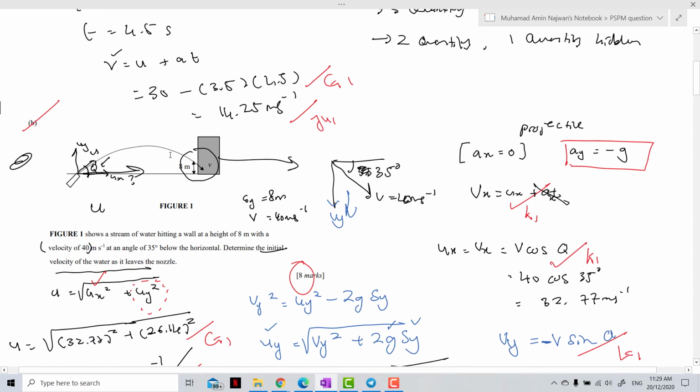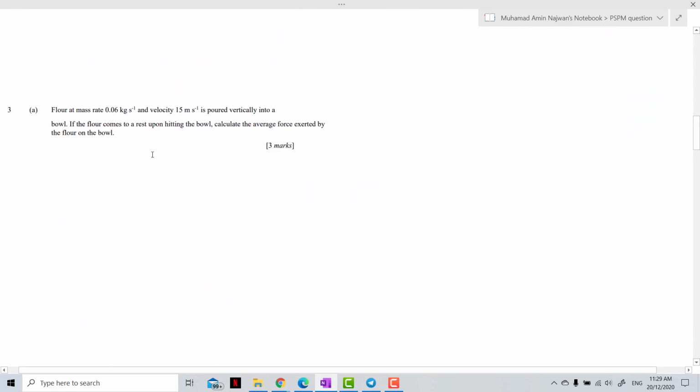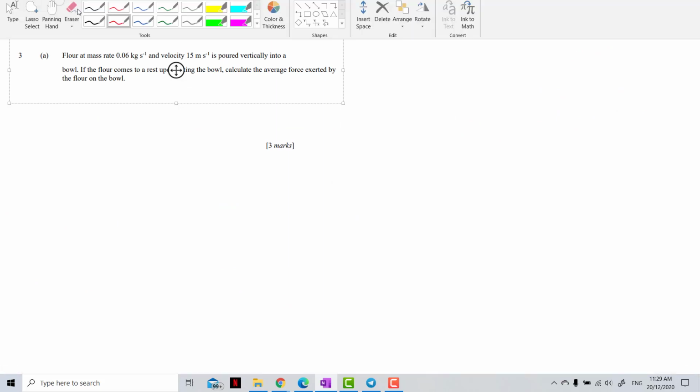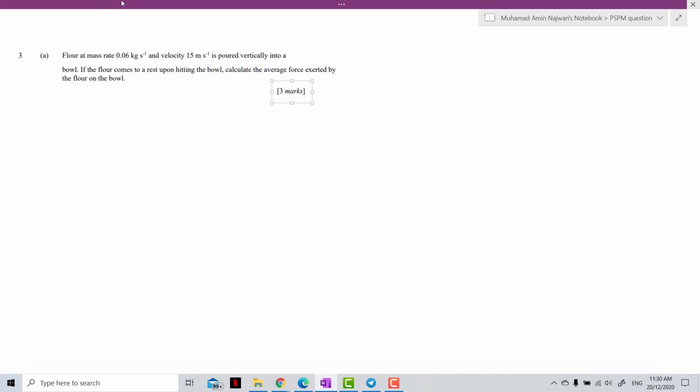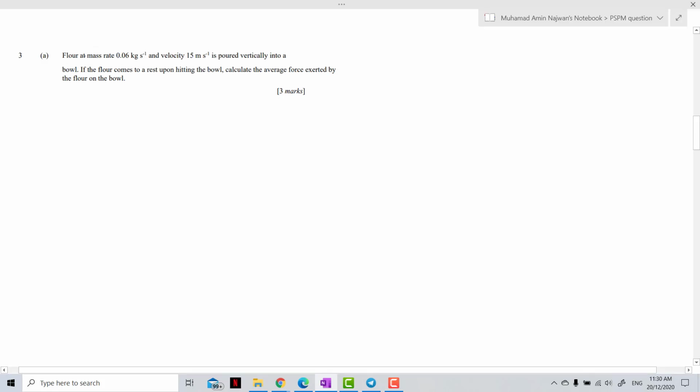Okay, so that's question 2. Now for question 3. I think everyone is okay with it, but let's do it together. Question 3. It says here, flour at a mass rate of 0.06 kilograms per second. Don't be shocked.